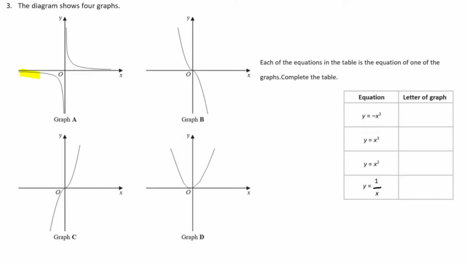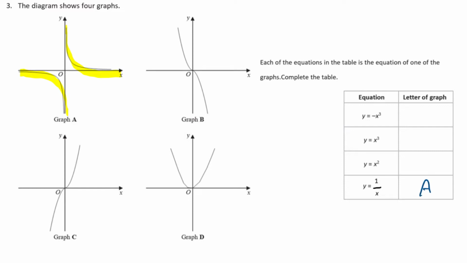Now I've got this distinctive 2-part curve. It's got a break in the middle, and it kind of hugs the axis like that. That is the reciprocal curve, isn't it? It's going to be the form 1 over x, or a variant of it. So that's going to be this one down here, y equals 1 over x.